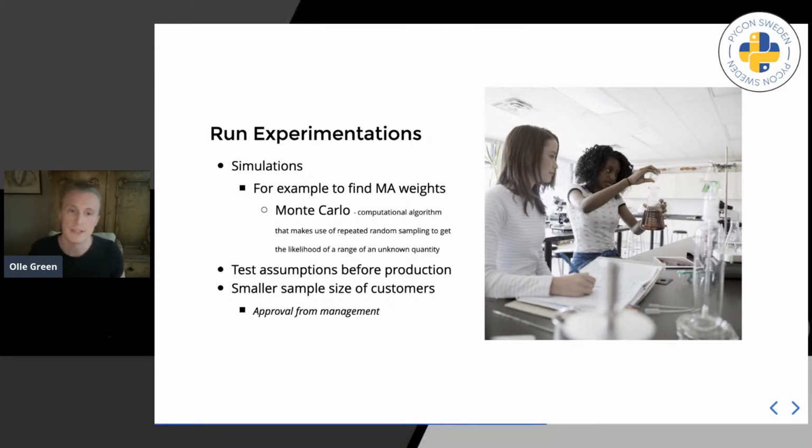Then, of course, we want to test assumptions before production. So you can use, for example, a smaller sample size for specific customers.